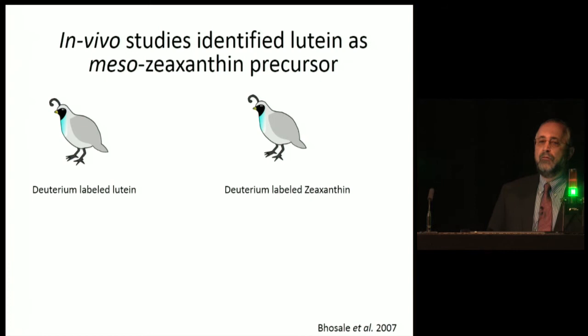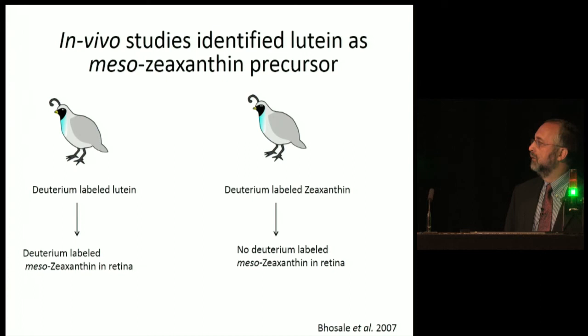At the same time, we did a comparable experiment, this time in Japanese quail, where we used labeled compounds. This is even more specific in terms of saying what the precursors and what the products are. We fed these quail their normal diet, but in addition gave them either deuterium-labeled lutein or deuterium-labeled zeaxanthin, followed by mass spectrometry. We found that when we fed deuterium-labeled lutein, indeed, we could detect substantial amounts of deuterium-labeled meso-zeaxanthin in the retina. But when we fed them deuterium-labeled zeaxanthin, we got a lot of different carotenoids, but we did not get meso-zeaxanthin in any significant amounts in the retina of these quails. Again, this at least argues that lutein is the precursor.